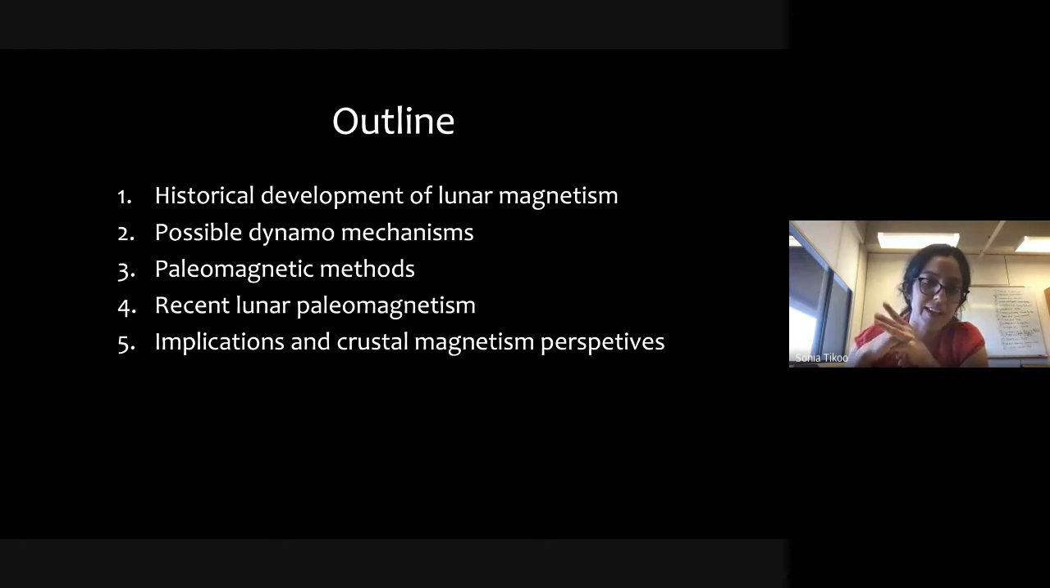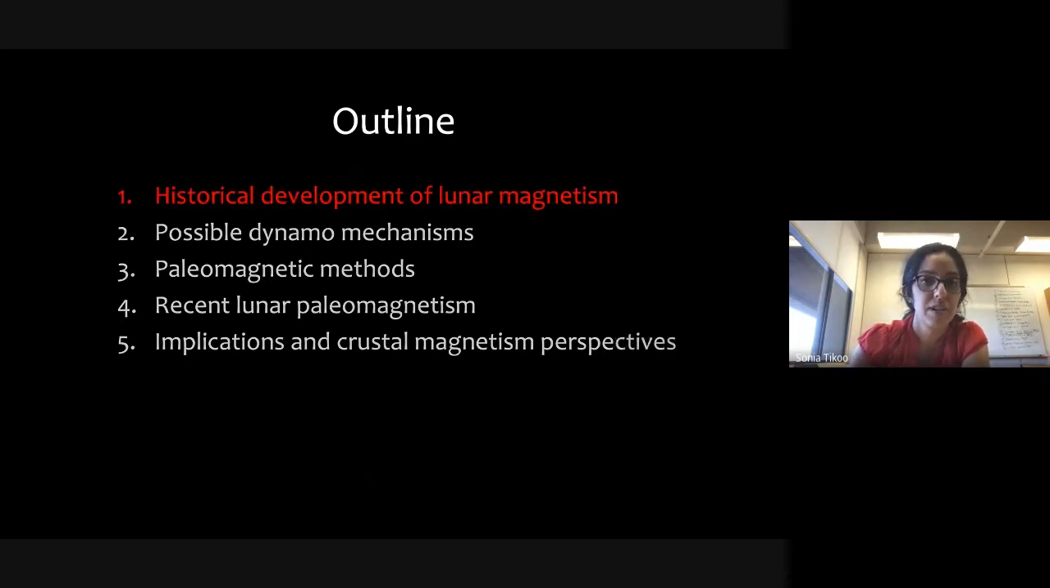Then I'll cover the paleomagnetic methods that we use to study lunar rocks and some of the more recent results we have gotten in lunar paleomagnetism. And then I'm going to close by talking about the implications of the lunar magnetic record. And I'm also going to tie in what we've learned from some spacecraft observations of remnant crustal magnetism on the moon.